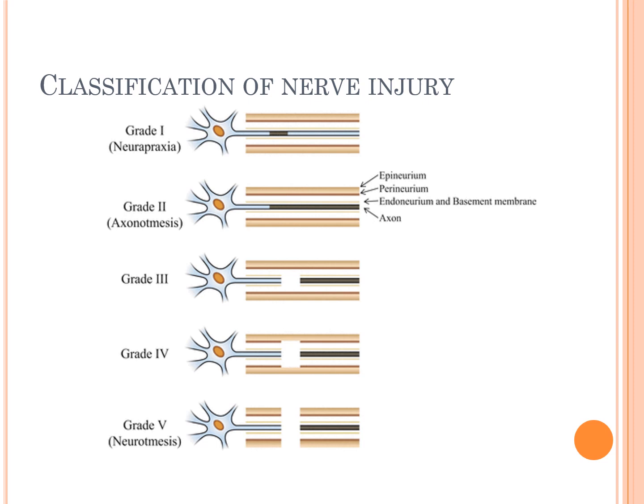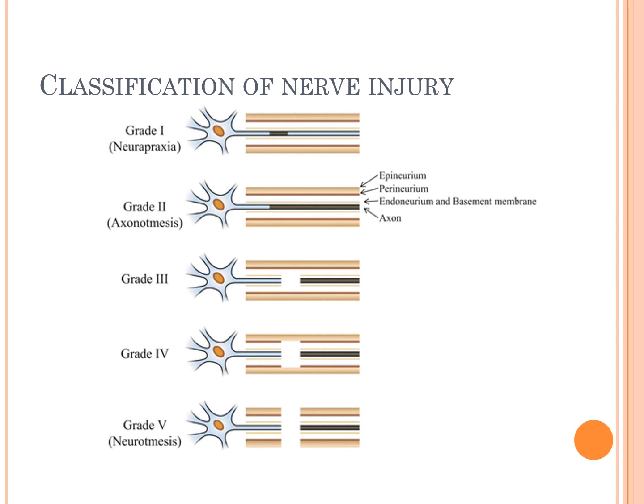In grade 2, that is in axonotmesis, you can see the axis cylinder is disrupted, whereas all the three layers are intact. So that is grade 2. There is an injury to the axon here.